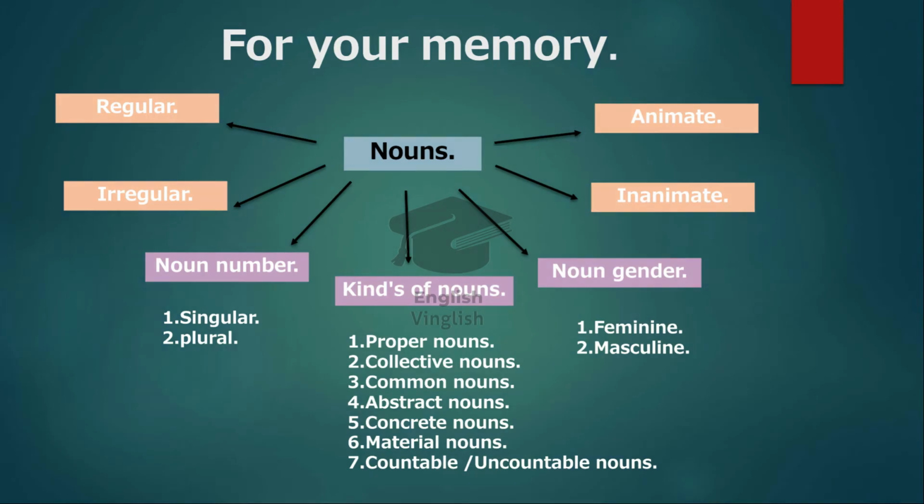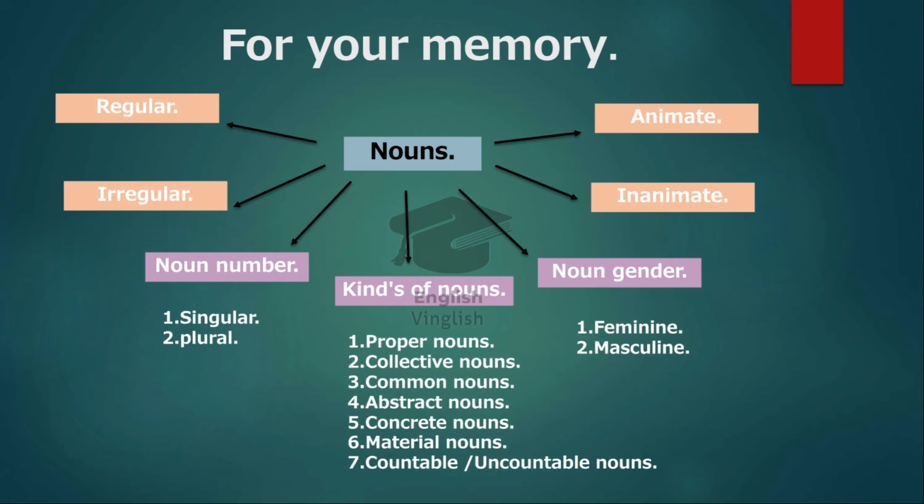Under noun gender, we have learned feminine gender and masculine gender. Under noun number, it consists of 2 types, singular nouns and plural nouns. Now, let's see what are animate nouns and inanimate nouns.